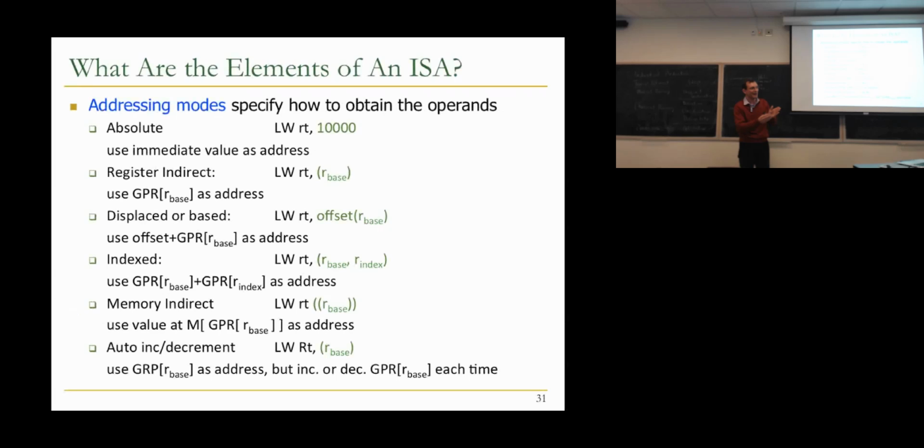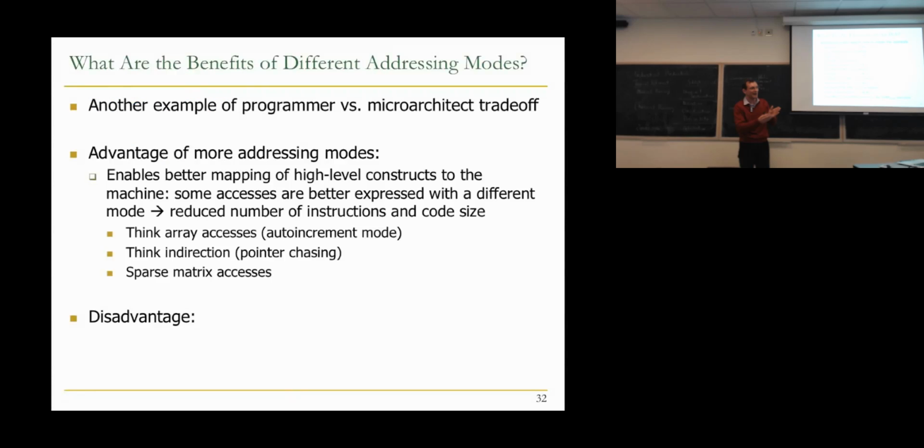The disadvantage of this is now you have more work for the compiler, right? Now the compiler needs to figure out the best addressing mode. Having more addressing modes could be good for the compiler if it can map the data structure nicely to the addressing mode. If it cannot, it could be more work for the compiler. Definitely supporting more addressing modes is bad for the microarchitect. The microarchitect now needs to support all of these different addressing modes.